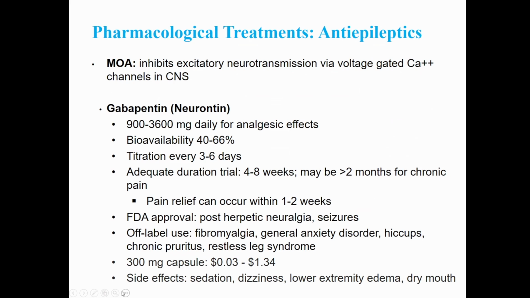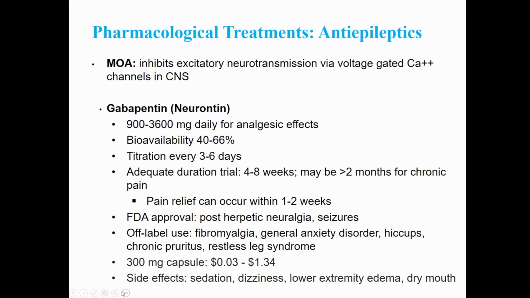You can titrate up every 3 to 6 days. Some people like gabapentin because you can start low and go slow, and some people find it frustrating how long it takes to taper up. The adequate duration of trial is about 4 to 8 weeks, and could be longer, greater than 2 months, for chronic pain. Sometimes patients give up on gabapentin because the dose is too little, or they haven't waited long enough to get pain relief, and a few days is not sufficient. This is also not a medication that can be used as needed. It needs to be taken regularly.